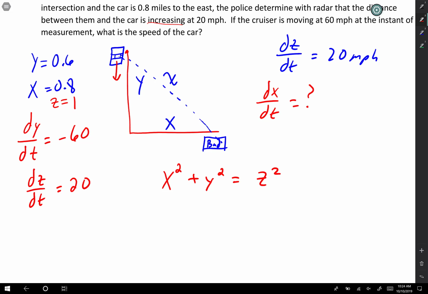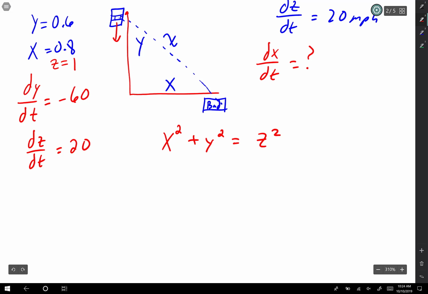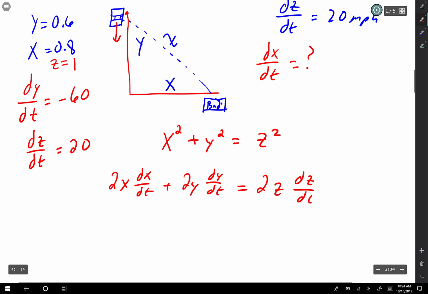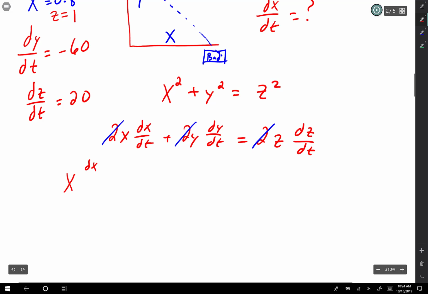And I'm going to be taking the derivative with respect to what? T. So here it is. The derivative of x squared is 2x dx/dt, plus the derivative of y squared is 2y dy/dt, equals the derivative of z squared, which is 2z dz/dt. If you want to factor out the 2 on the left and then cancel it out, you can. It makes life a little easier. I factor out a 2 on the left and then cancel it with the 2 on the right. So what I finally have is x dx/dt plus y dy/dt equals z dz/dt.